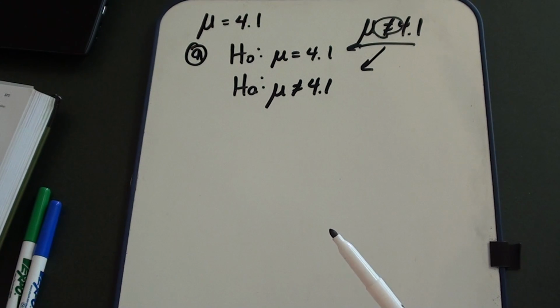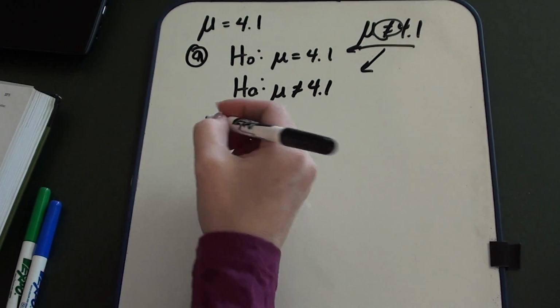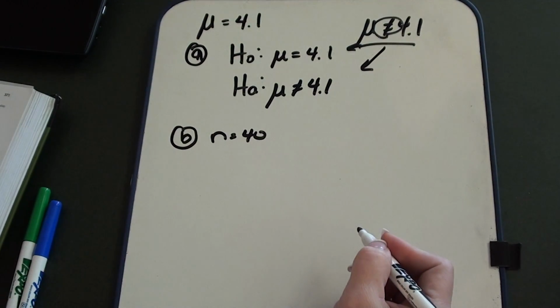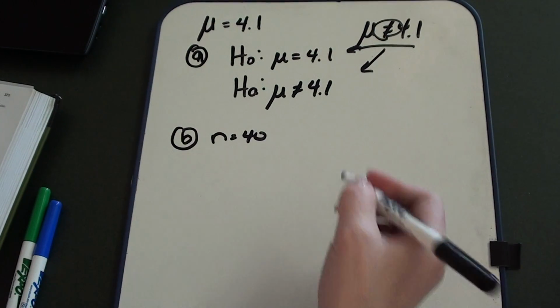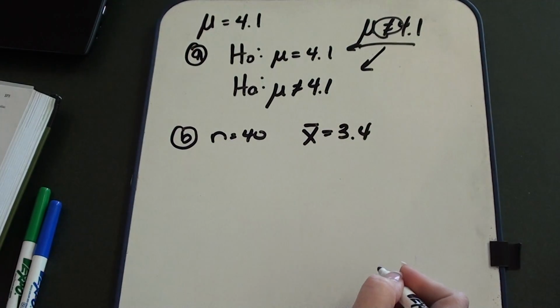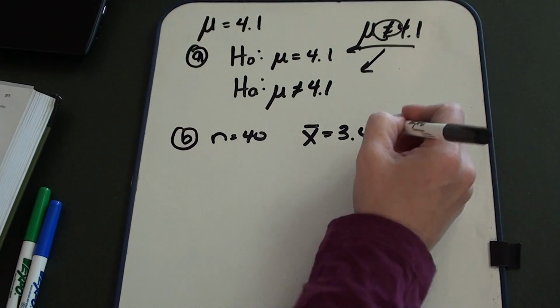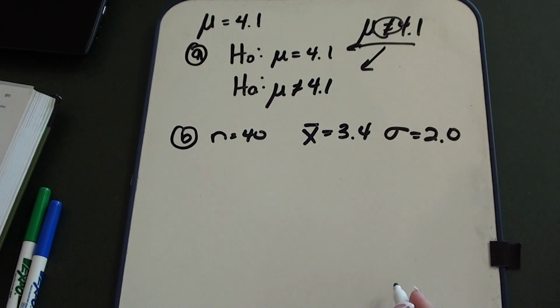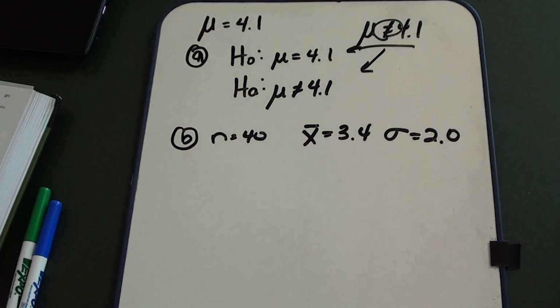Part B says a sample of 40 mid-cap growth funds, so we know from that our sample size is 40, provides a mean return of 3.4, so we know our sample mean is 3.4. And then it says assume the population standard deviation is known to be 2%. So it's telling us a population standard deviation. So that tells us that we're doing this section of the book as compared to some of the other ones. It says use the sample results to compute the test statistic and the p-value for the hypothesis test.